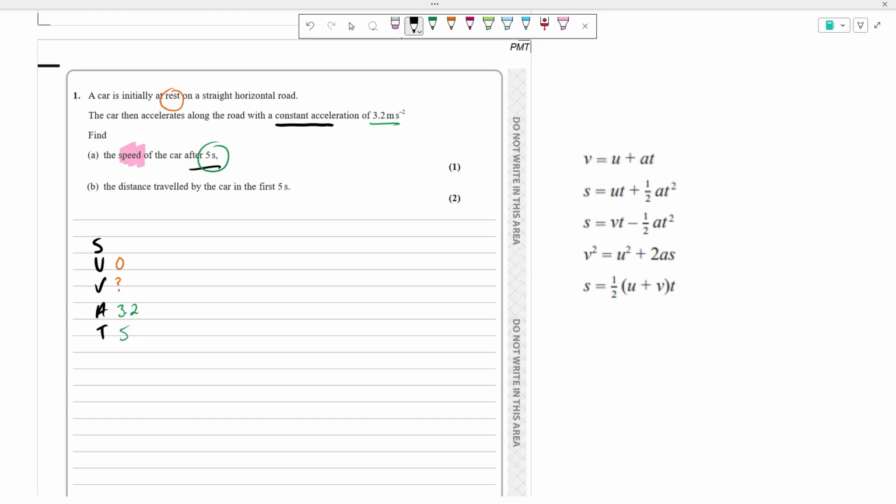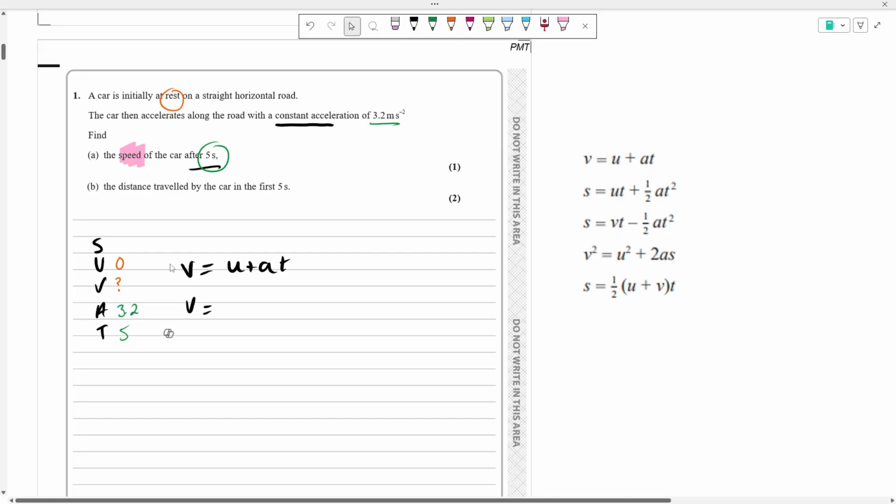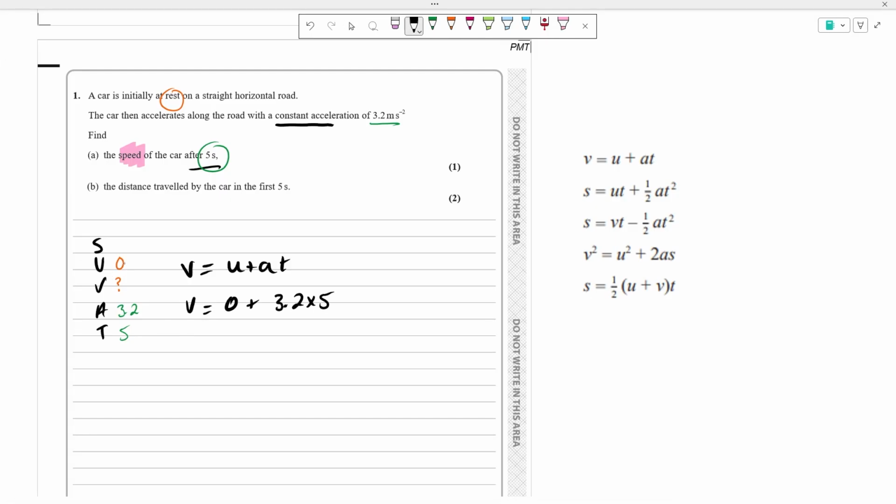Using V equals U plus AT, V, which is what we're trying to work out right now, my U is 0, so 0 plus 3.2 times 5. If we put that into a calculator, this gives us 8. No, it doesn't. It gives us 16. Don't know why I said 8. It's 16 meters per second. I should probably get my calculator up as well.